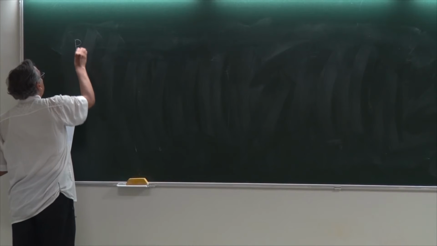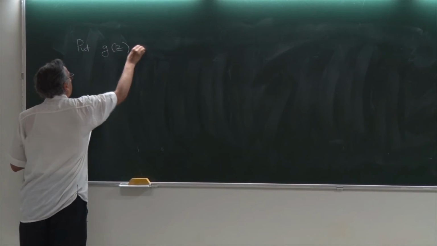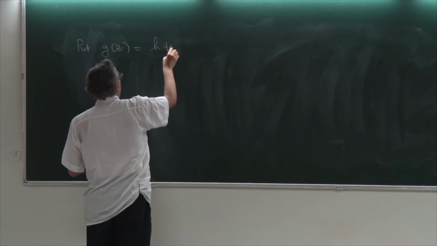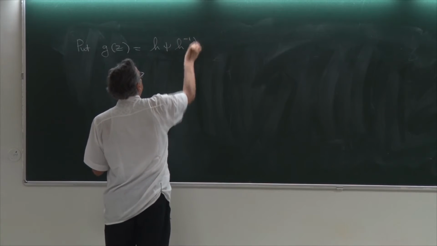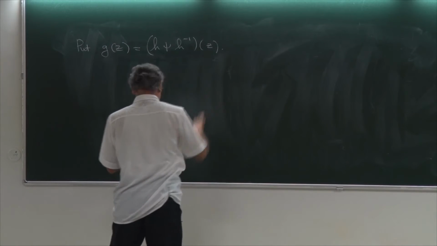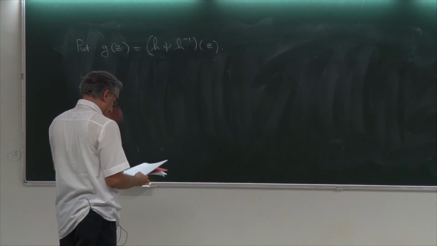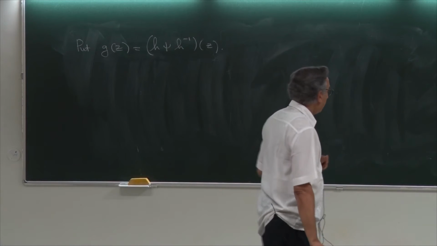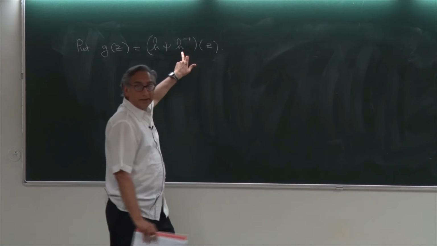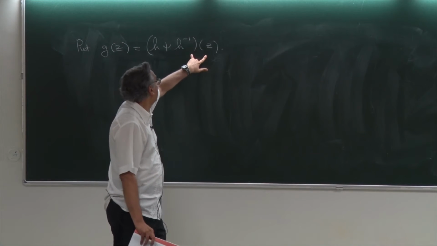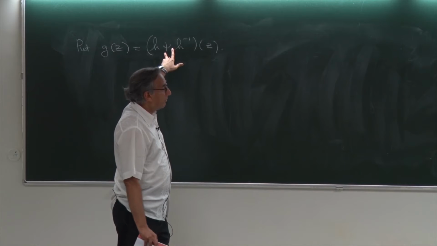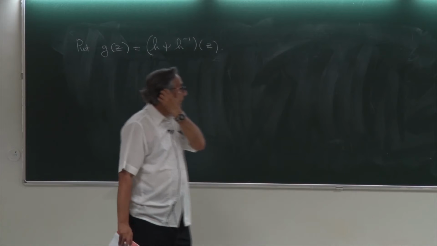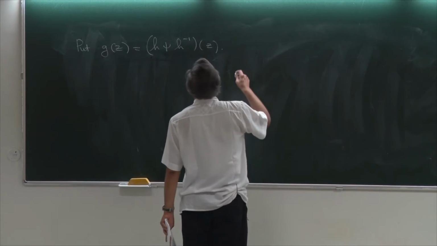So now, put G of z to be H composed with psi composed with H inverse of z. H is a map that takes the upper half plane to the unit disk, and H inverse therefore takes the unit disk back to the upper half plane. Psi then takes the upper half plane to the upper half plane, and then H takes it back into the unit disk. So G is a map from D to D.